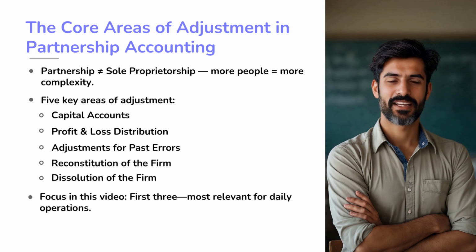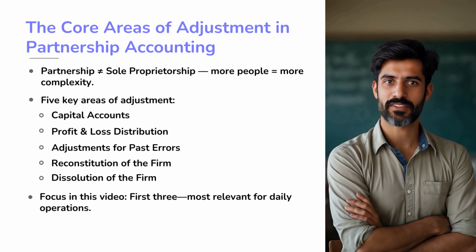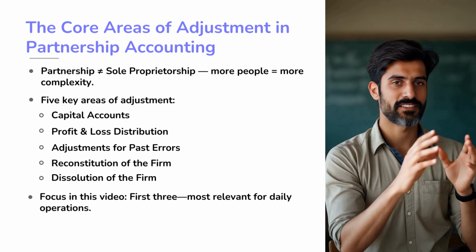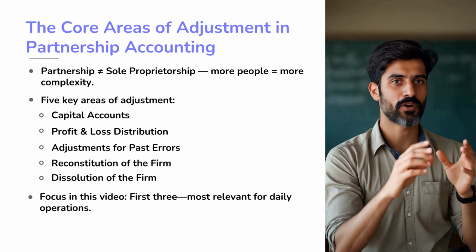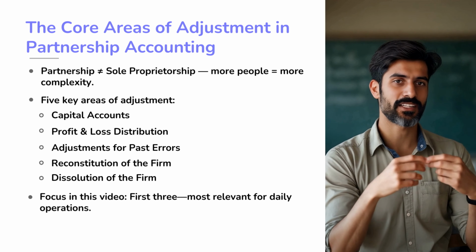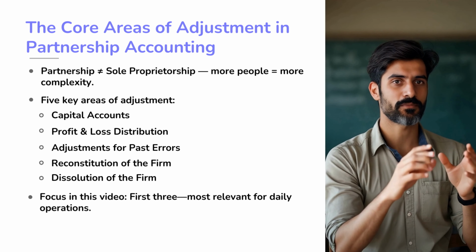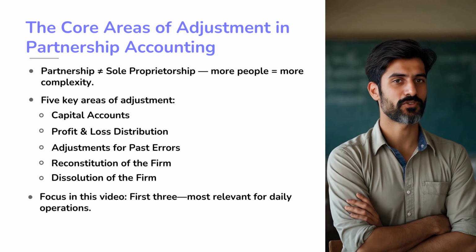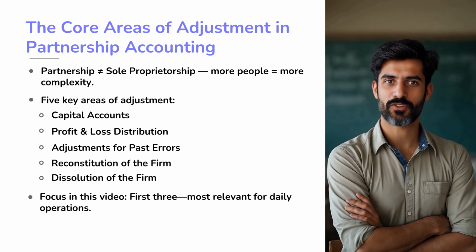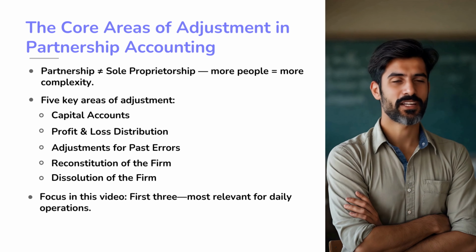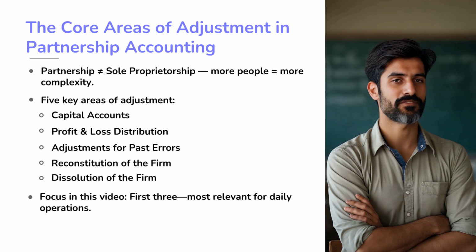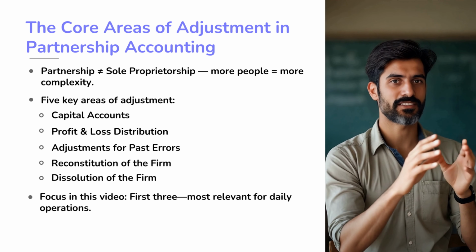Here are 5 key areas where special adjustments come into play. Capital accounts, how each partner's investment is tracked. Profit and loss distribution, who gets how much and why. Adjustments for past errors, fixing what was missed or done wrong. Reconstitution of the firm, what happens when someone joins or exits. Dissolution of the firm, the final chapter when the firm ends.